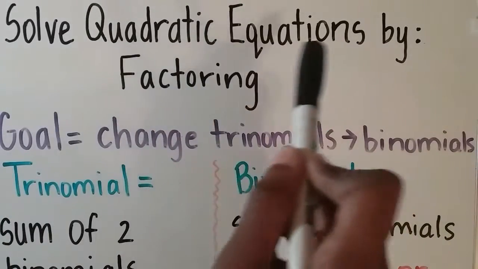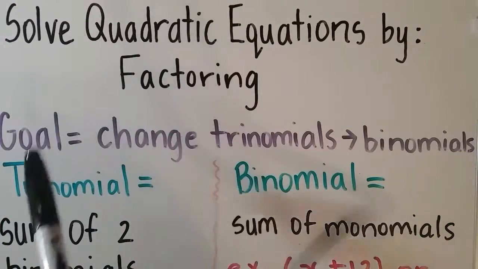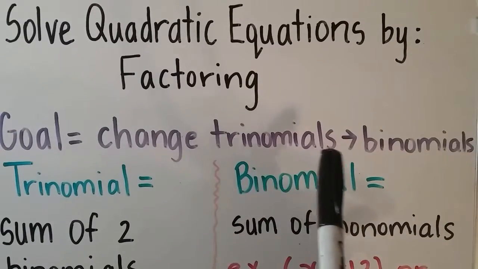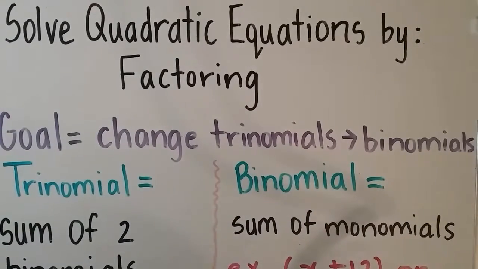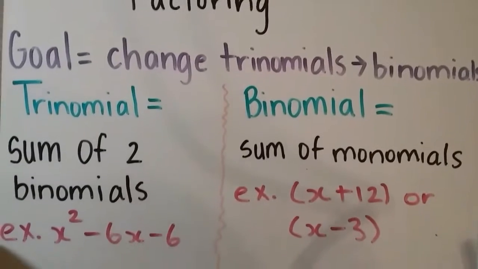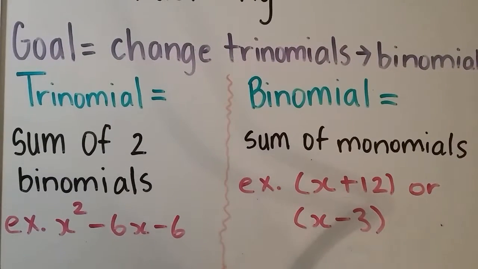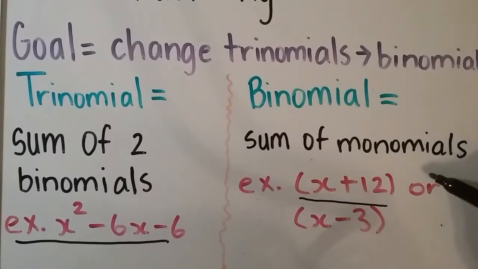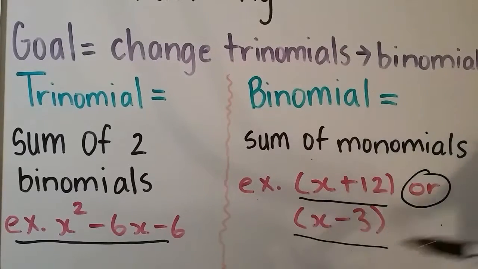In this video, we'll be learning to solve quadratic equations by factoring. And our goal is to pretty much change trinomials to binomials. A trinomial is the sum of three monomials, and an example would be x squared minus 6x minus 6. A binomial is the sum of two monomials, such as x plus 12 or x minus 3.